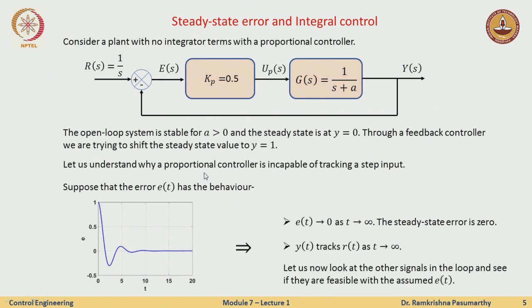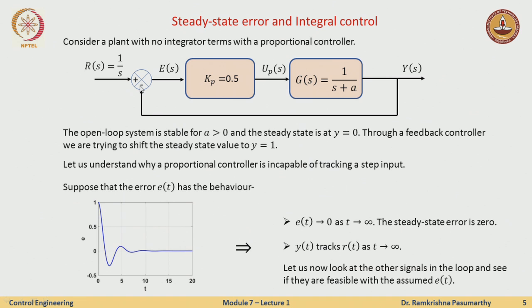So, what is the structure? I have the reference, I have the output, then the error goes via Kp, and the Up is Kp times E(s), and this goes as an input to the controller and then generates an output. So, typically what I would like is E(t) should go to 0 as t goes to infinity, right, or the steady state error should be 0, which means that this y should track this reference asymptotically, right.